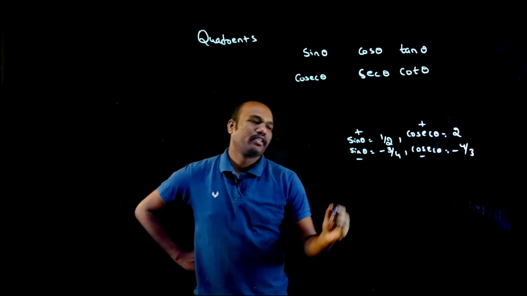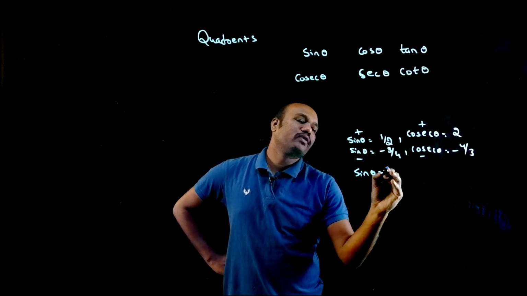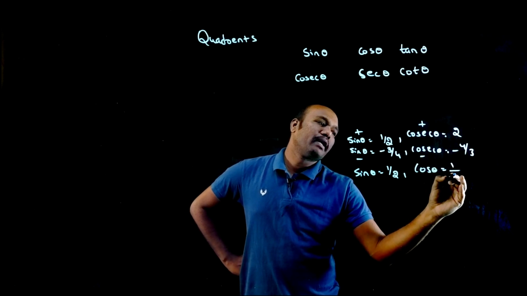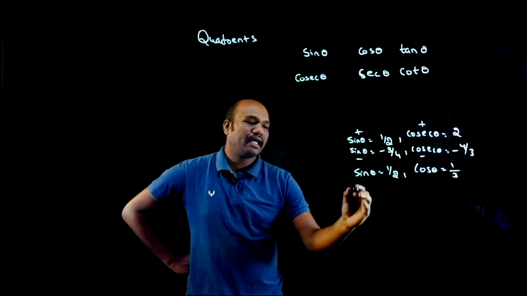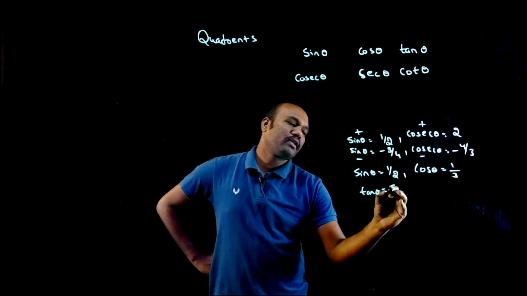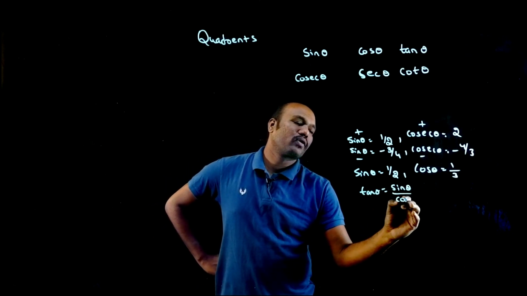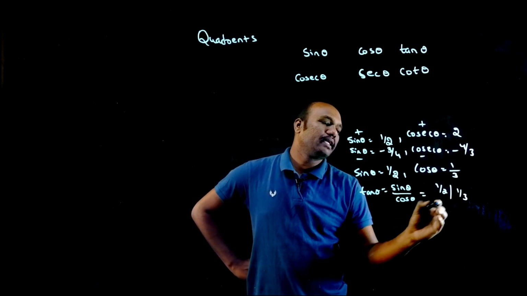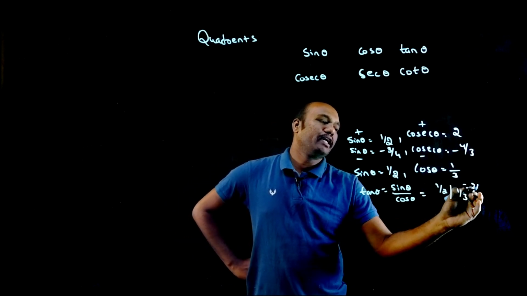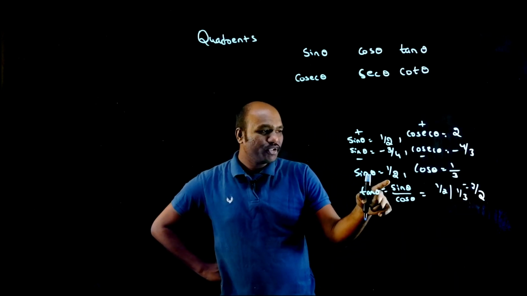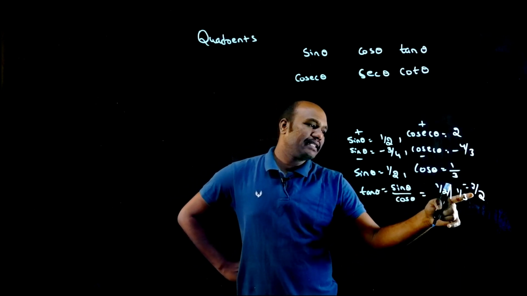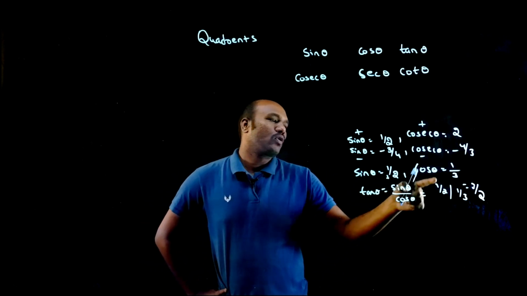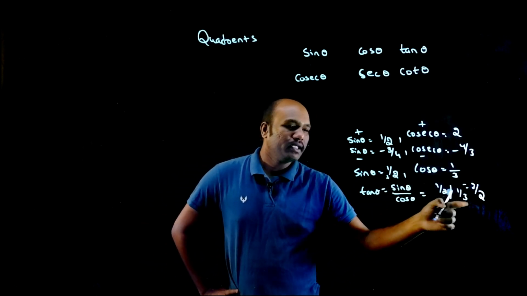Next, my question. If sin theta is equal to 1 by 2, and cos theta is equal to 1 by 3, what about tan theta? Tan theta is what? Sin theta upon cos theta. So sin theta is 1 by 2 upon 1 by 3. So this will become 3 by 2. So sin theta is positive, cos theta is positive, tan theta will be positive. If sin theta is positive and cos theta is positive, the total will be positive.